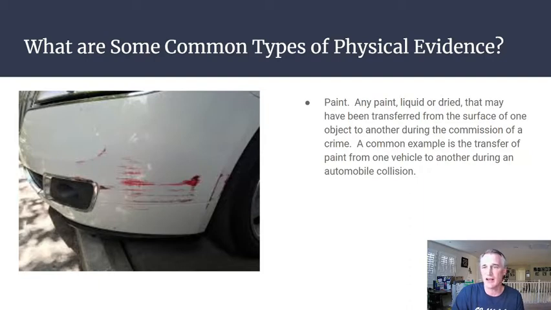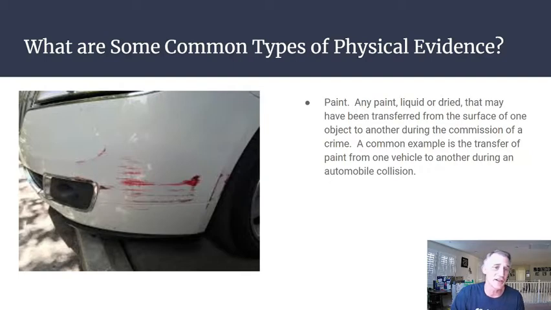Paint, any kind of liquid or dried paints. A lot of this could be transfer from one surface to another. For example, if you have a hit and run, a white car hits a red car and then flees the scene, well, you could find something similar to what you see in the picture, where you have a red paint transfer on a white vehicle, and that could be a type of evidence.